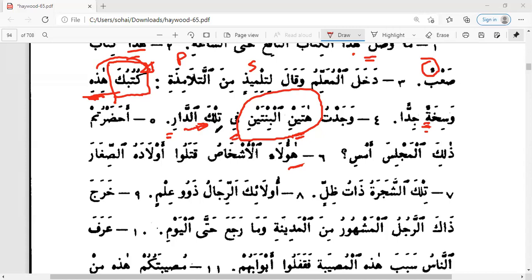Okay, why is tilka feminine? Does anybody know? There's a test. Anybody knows why tilka is feminine? It's a test if you've been revising. Anybody?